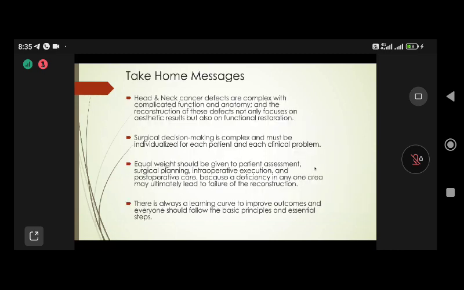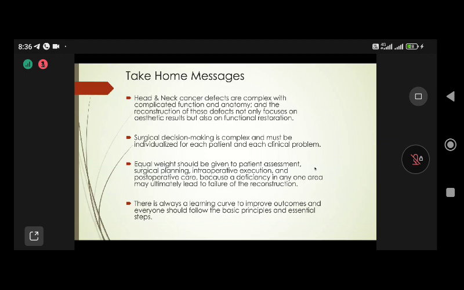Lastly, our take-home messages. Head and neck cancer defects are complex with complicated function and anatomy, and the reconstruction of these defects not only focuses on aesthetic results but also on functional restoration. Surgical decision making is complex and must be individualized for each patient and each clinical problem. Equal weight should be given to patient assessment, surgical planning, intraoperative execution, and postoperative care, because a deficiency in any one area may ultimately lead to failure of the reconstruction.